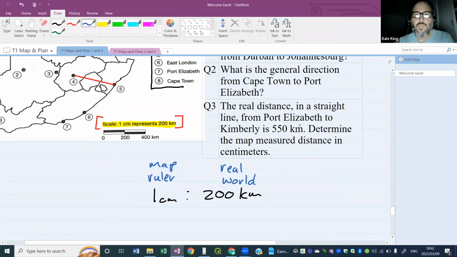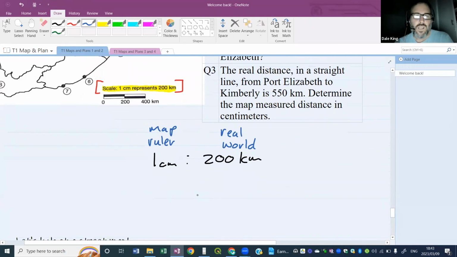Now they give us 550 kilometers and they tell us it's the real distance. So that's the number on the right hand side of our ratio. They're telling me that every 200 kilometers, I'll get 1 centimeter. So what I want to do is find out in my 550, how many 200s do I have? Because each 200 kilometers out of my 550 kilometers is 1 centimeter. So I want to cut my 550 up into 200 kilometer blocks.